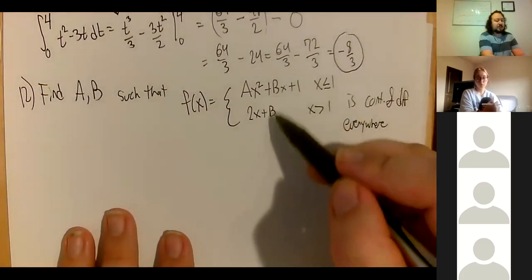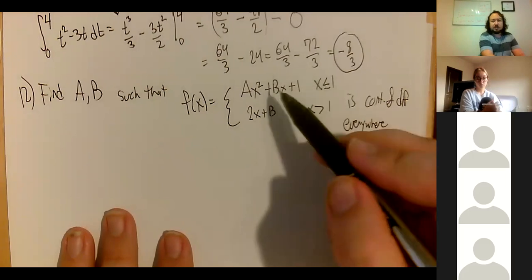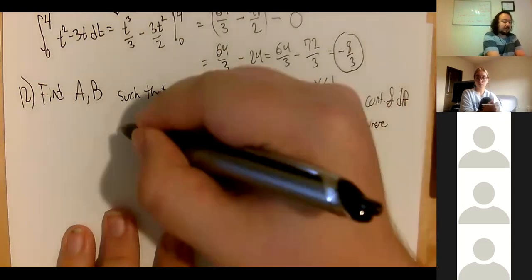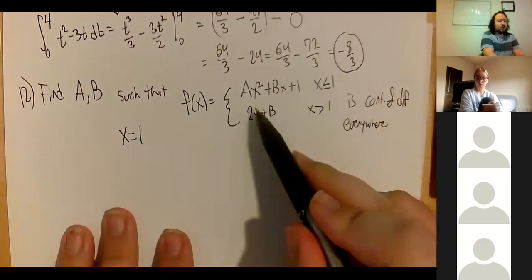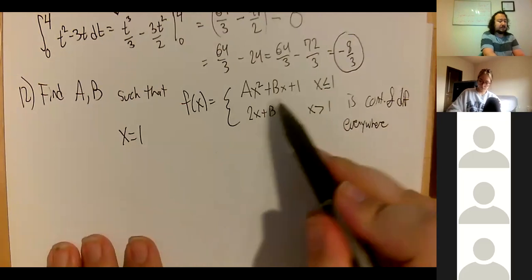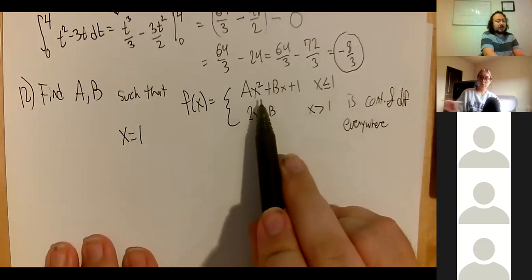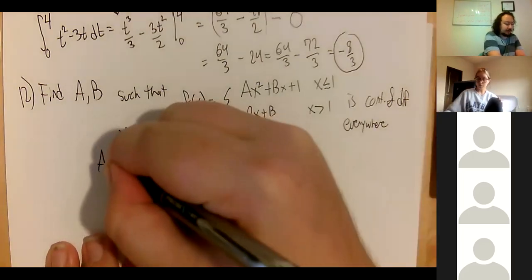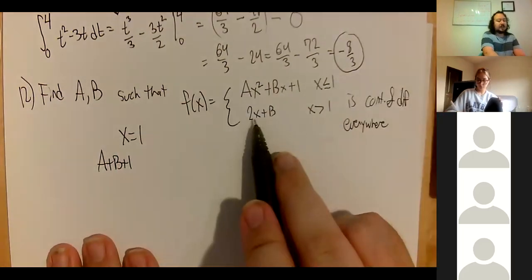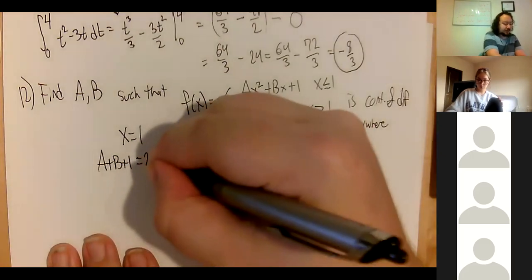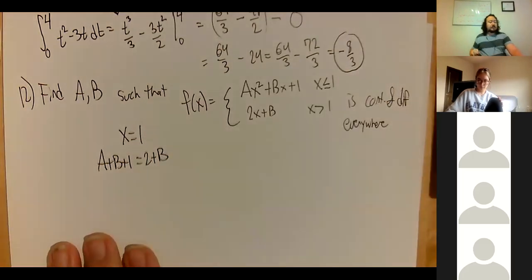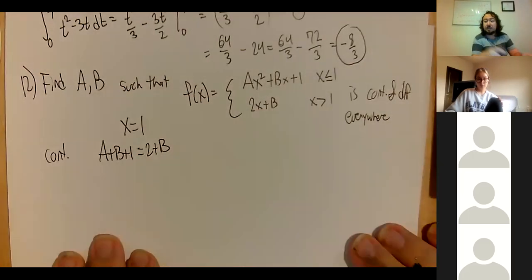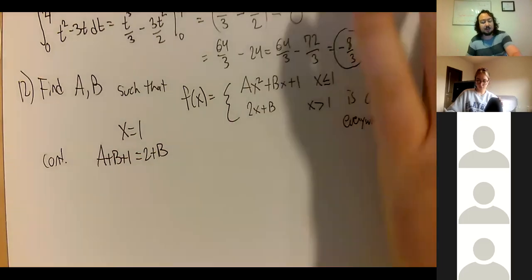In order for a function to be continuous, we have to have these two ends meet. So I'm going to plug in x equals 1 for both of these, and they need to be the same. If I plug in x equals 1 here, I have a plus b plus 1. And that's got to equal what it is on the other side, which is 2 plus b.